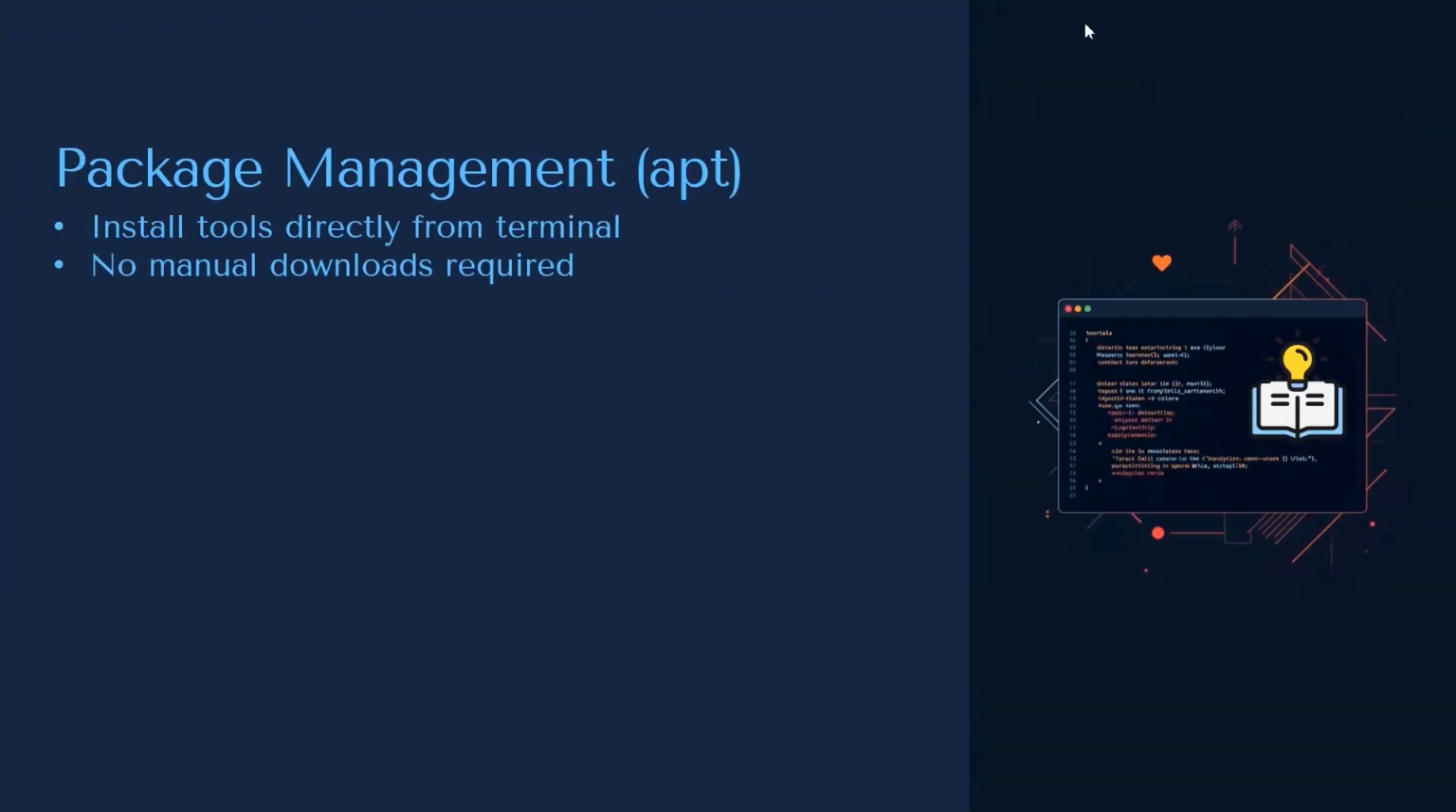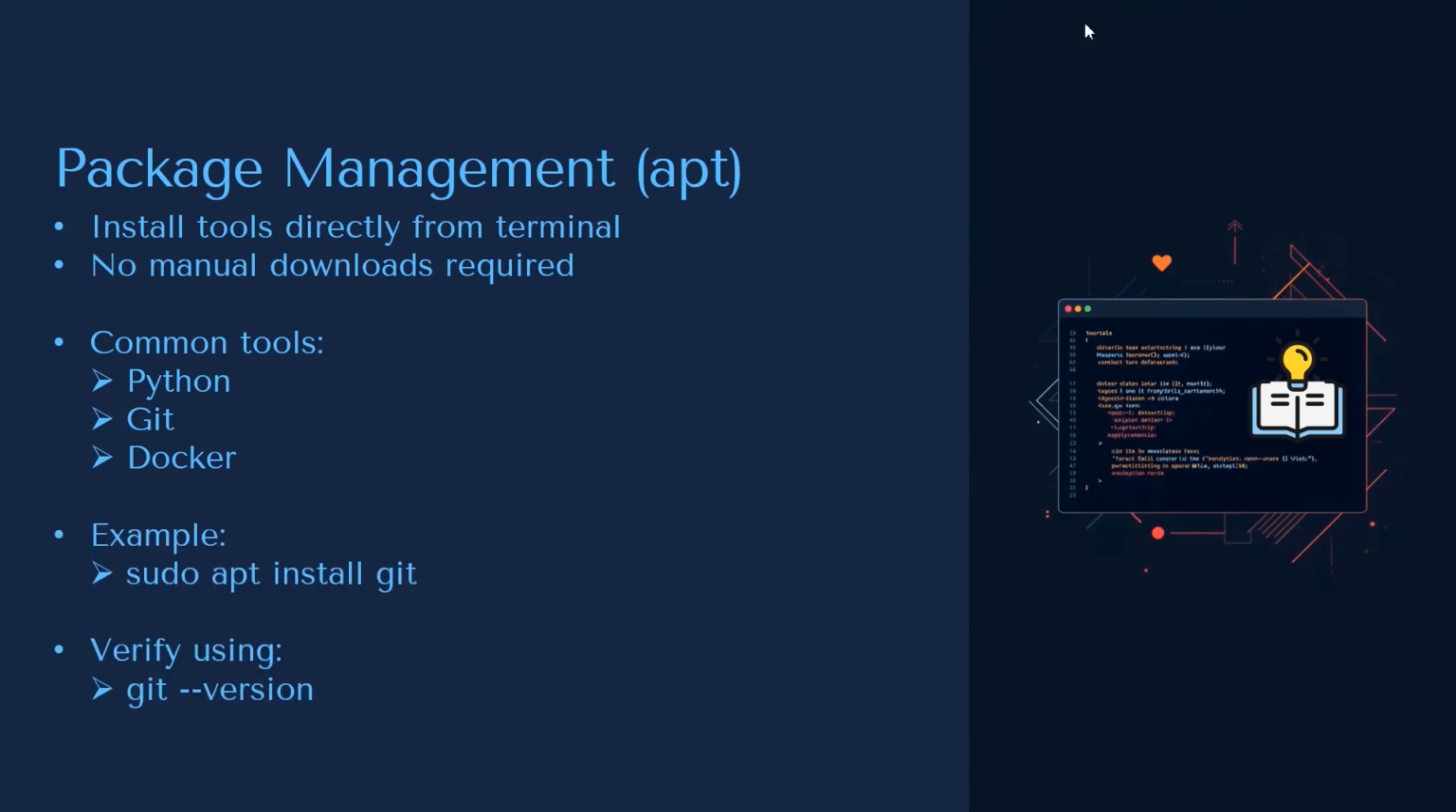So one of the biggest advantages of Linux is that we can install tools directly from the terminal. We do not need to go to the websites, download files, or click next like in Windows. Everything is done using simple commands. So in real world development, we commonly install tools like Python, Git, and Docker. And few examples are there.